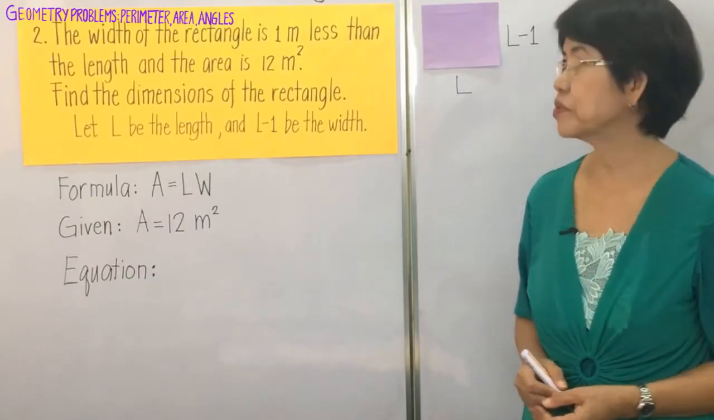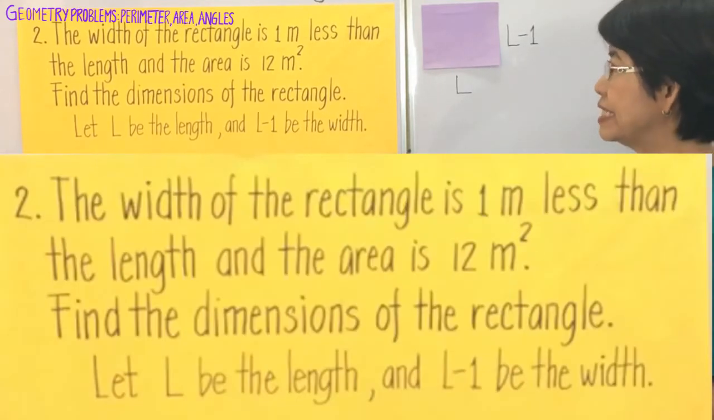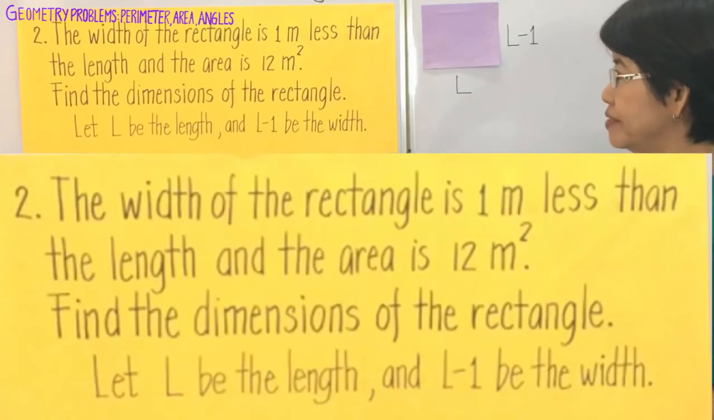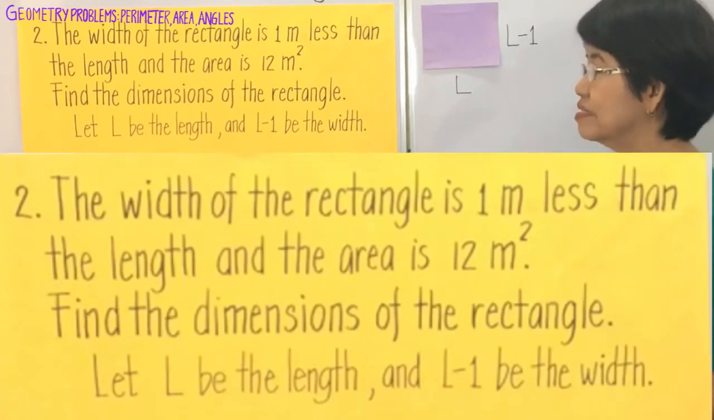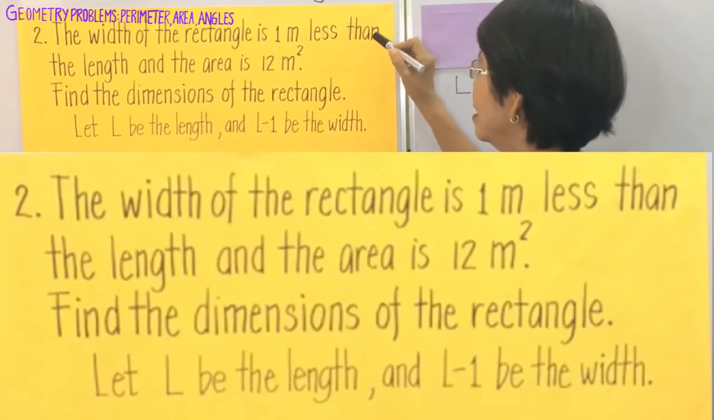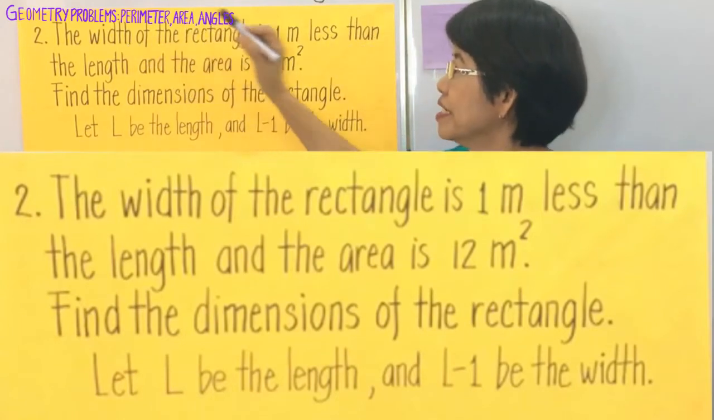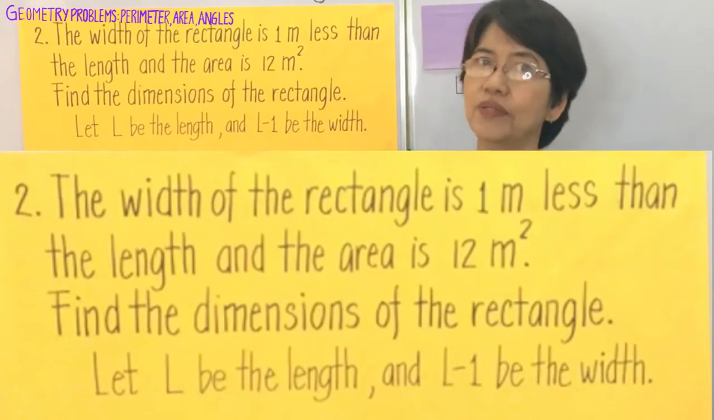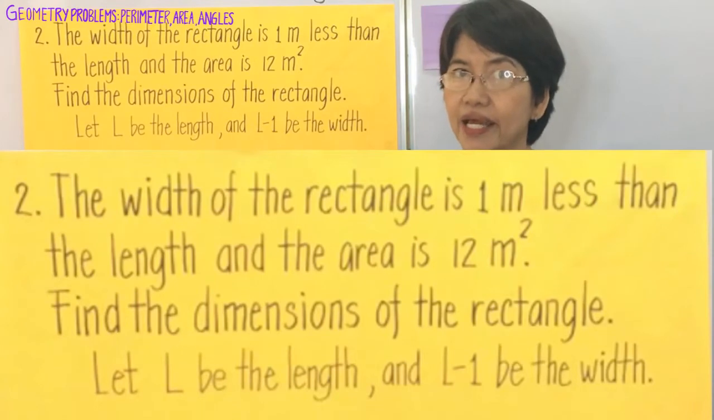For our problem number 2, we have: the width of the rectangle is 1 meter less than the length, and the area is 12 meters squared. Find the dimensions of the rectangle. So let's look for the word "than" here. And this is the word of comparison. And the width is being compared to the length. So the length will be our variable.